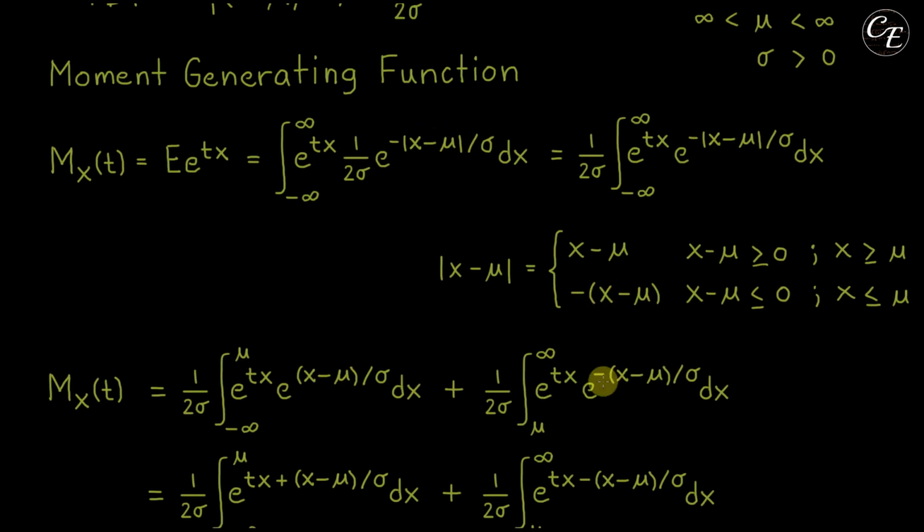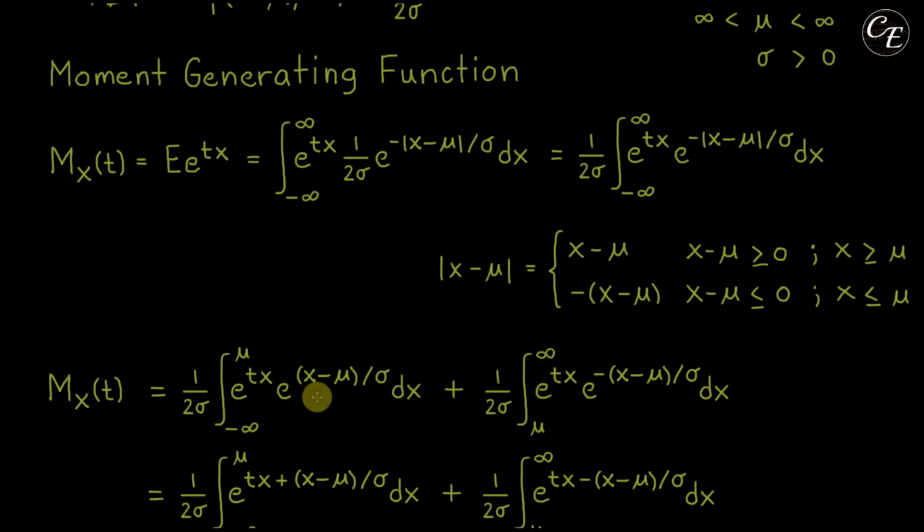Then for this one, x is always greater than or equal to mu, since x starts from mu until positive infinity. Then we are in here. Then the absolute value of x minus mu is just x minus mu. Then using this one in place of this one in here, we have negative of x minus mu, which is this one. Now observe that in these integral expressions, we have removed already the absolute value sign. So we're ready to evaluate them.